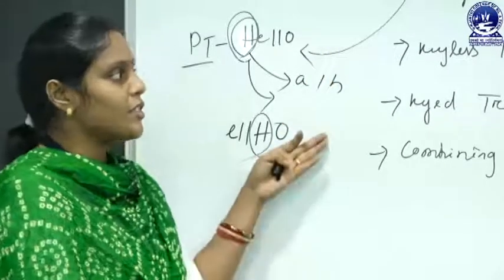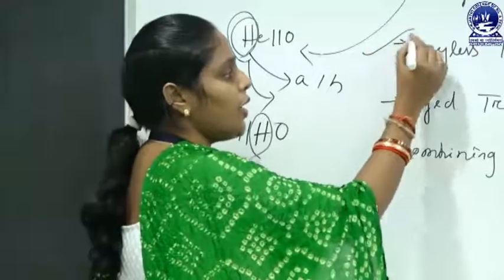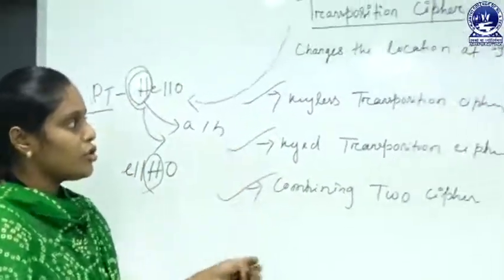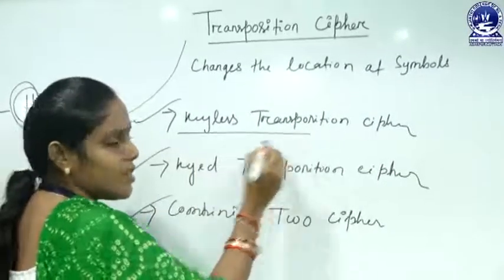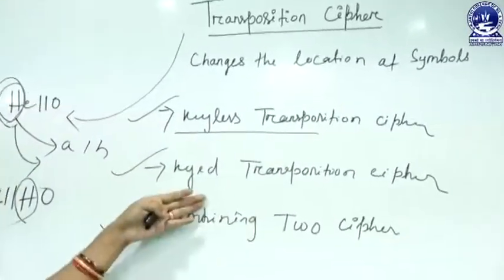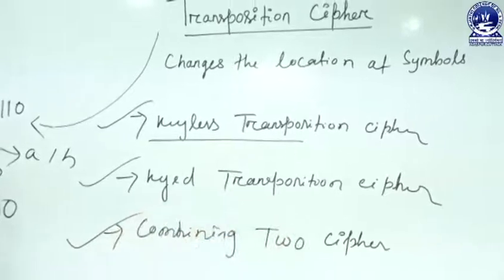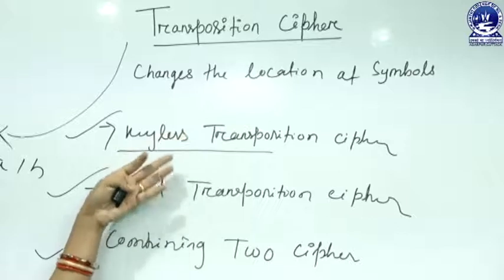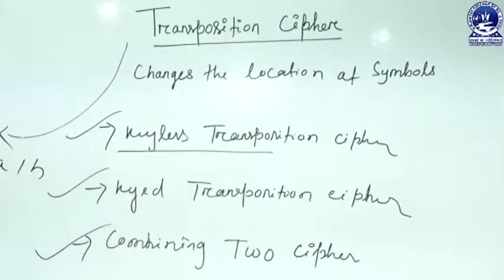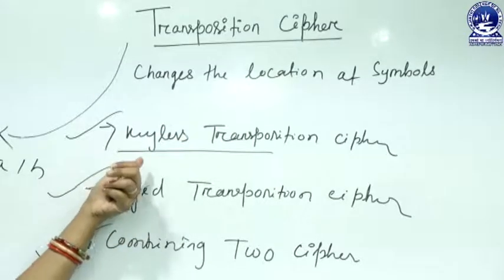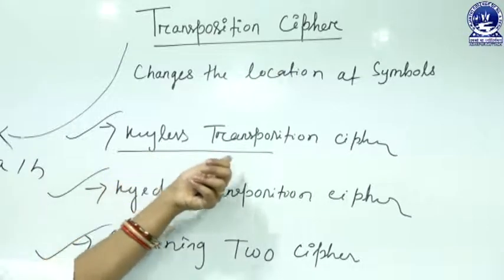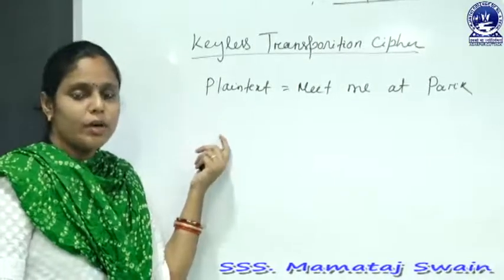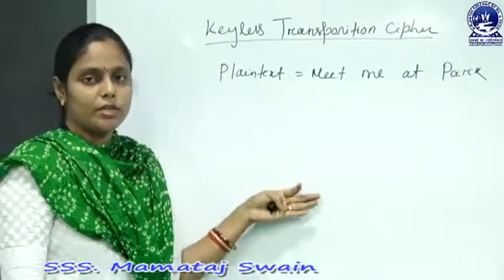In the transposition cipher, three different techniques are used. The first one is the keyless transposition cipher, the second one is the keyed transposition cipher, and the next one combines these two ciphers, the keyless cipher and the keyed cipher. First of all, I am going to discuss the keyless transposition cipher. In the keyless transposition cipher, two different methods are used.